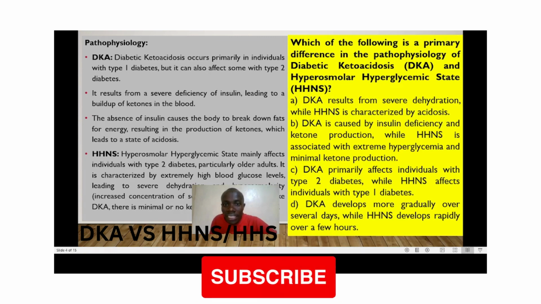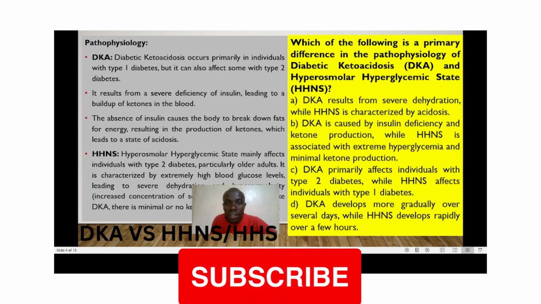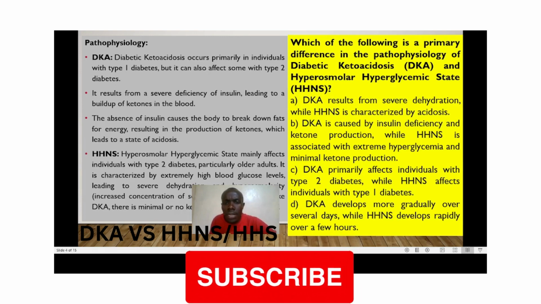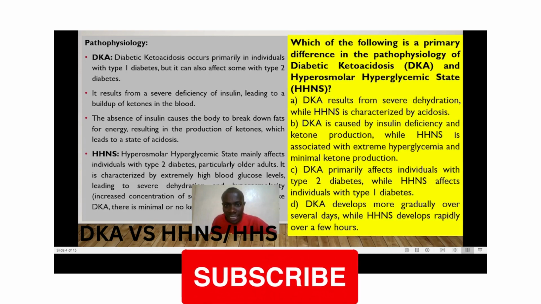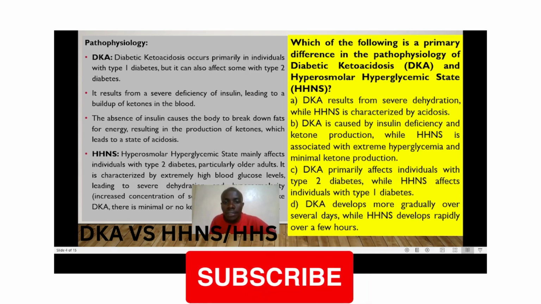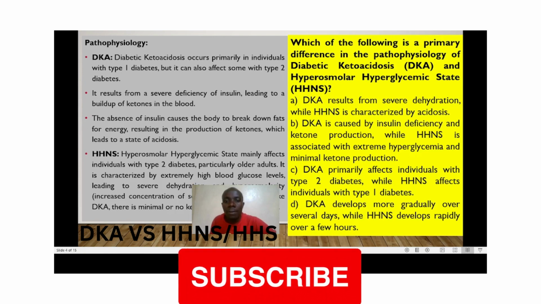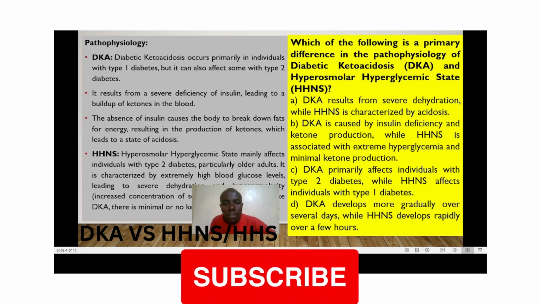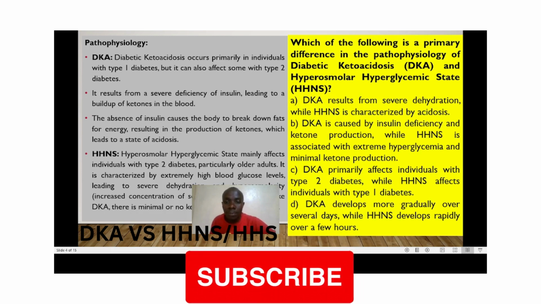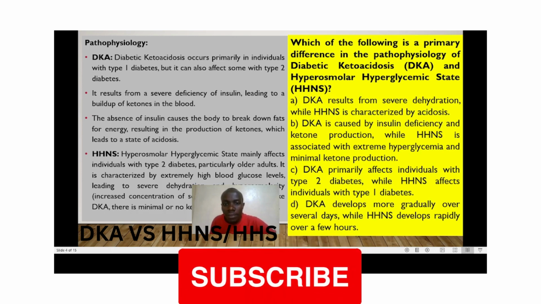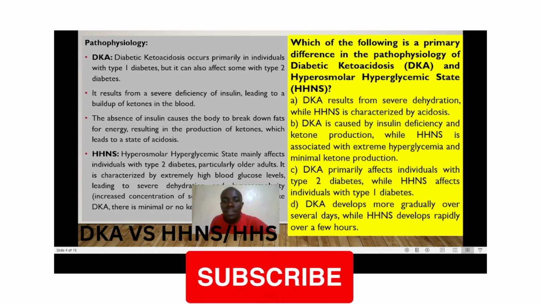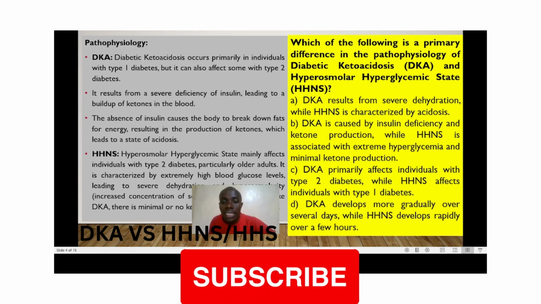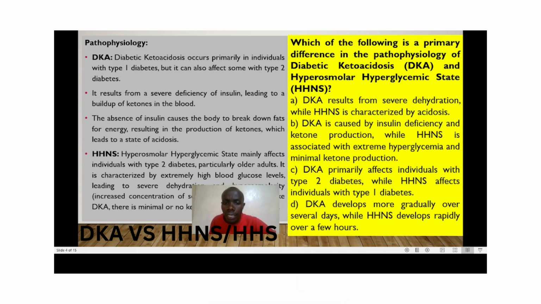DKA is caused by insulin deficiency and ketone production, while HHNS is associated with extreme hyperglycemia and minimal ketone production. Guys, this is correct, okay? This is correct and it can be kept for consideration. DKA primarily affects individuals with type 2? No. Individuals with type 1 and some in type 2, okay? HHNS affects individuals with mainly type 2, especially the elderly, okay? So this is not correct.